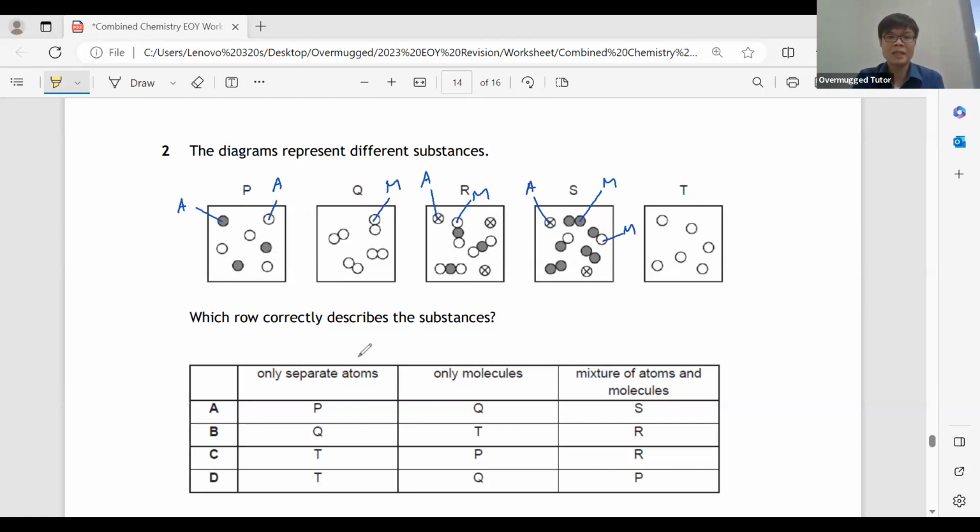Which one only has separate atoms? P has, T also has atoms. What about only molecules? I see Q only, because your R and S have atoms inside. A mixture of atoms and molecules will be R and S. So the answer will be A.